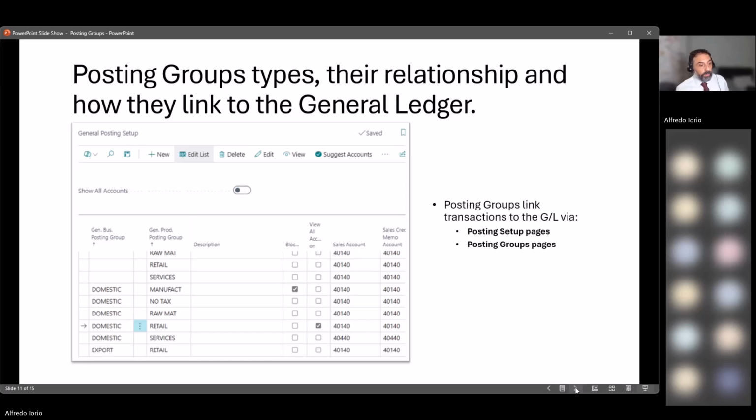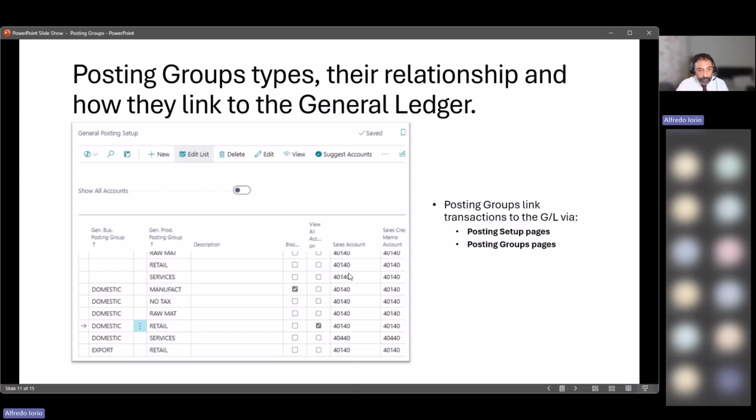So you can clearly see here that the actual general ledger account that is going to be used in this case comes from the general posting setup, where we have the combination of the two. So the posting groups link the transactions to the GL via two options, 2 pages. The posting setup pages for posting groups that require a combination of the two, and the posting groups pages for those that don't. We'll see that in a moment.